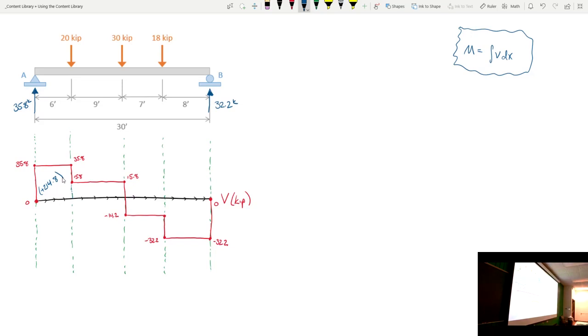Let's keep going. What about this one? 15.8 times 9. So you get 142.2. So we'll say plus 142.2. All right. How about this one? This third one. 14.2 times 7. Negative 99.4.